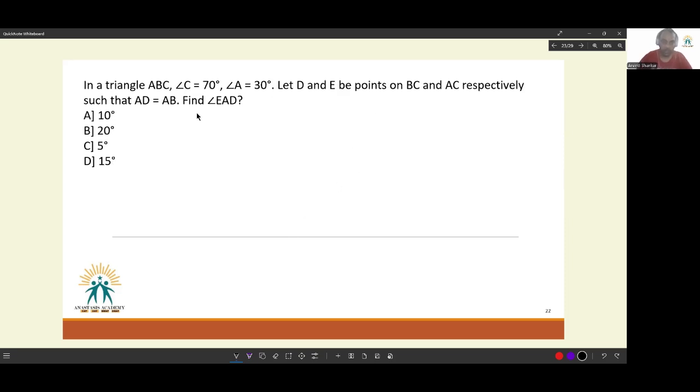Next, in triangle ABC, angle C is 70, angle A is 30. A, B, C. This is 70. This is 30. So this will be 80. Let D and E be points on BC and AC respectively. Oh, I should make a bigger diagram. Those points are being involved. So make a bigger diagram.